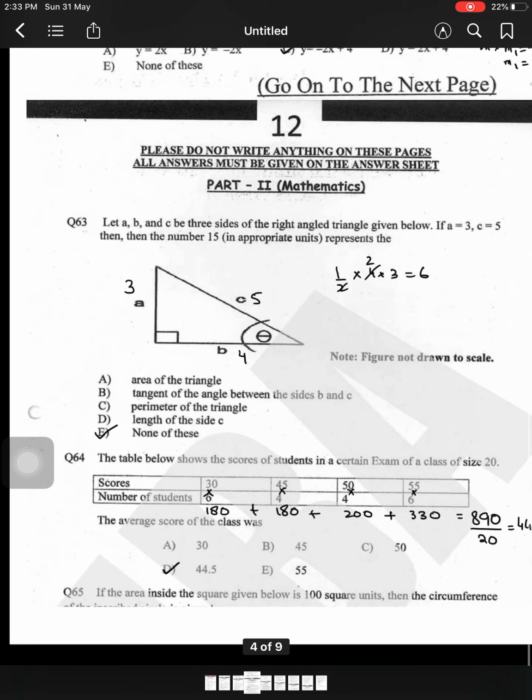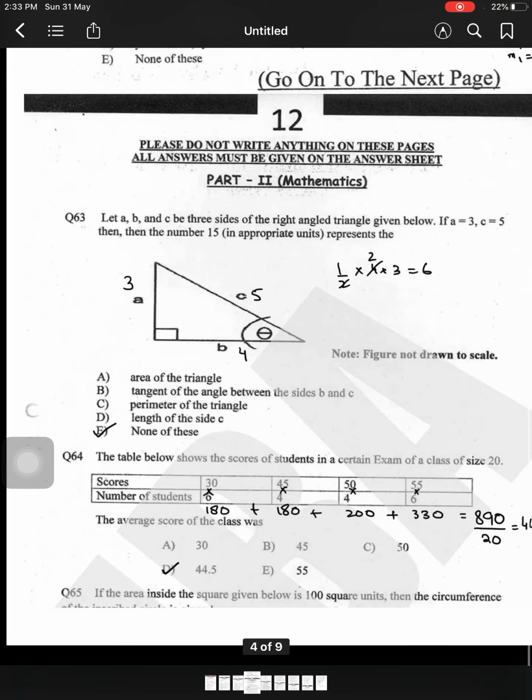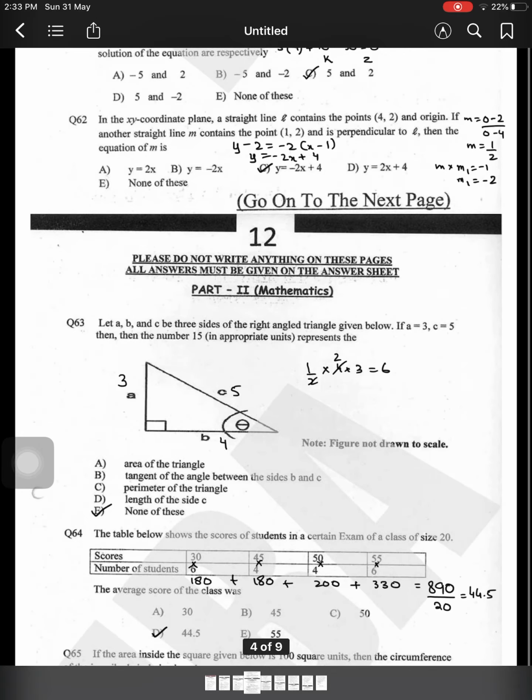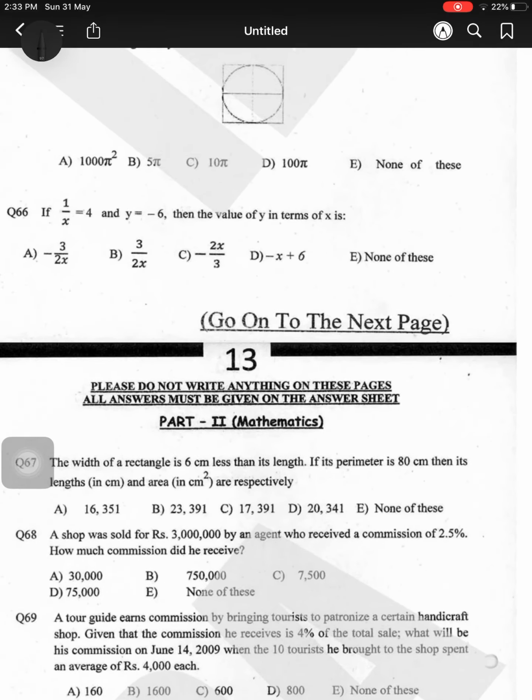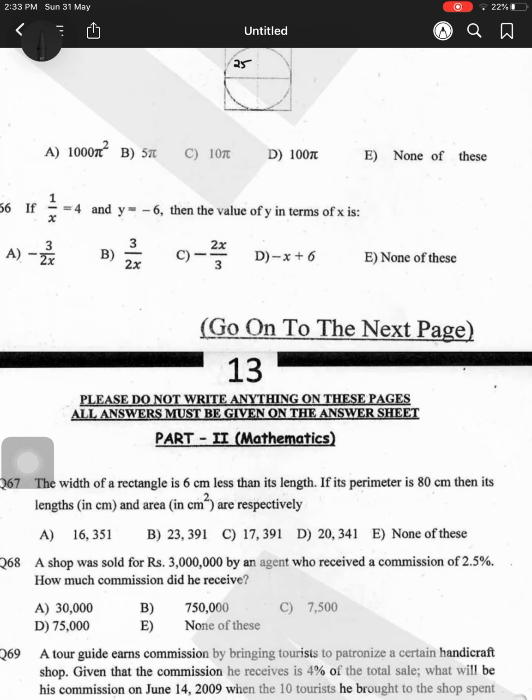Next question, it says that the area inside the square given below is 100 square units, and then it's asking about the circumference. So we know that this is 25, this is 25, this is 25, and this is 25, and the radius is 5. So circumference formula is 2 pi r. We know that the radius here is 5, so 2 multiplied by 5 multiplied by pi, it gives us 10 pi, which is C.